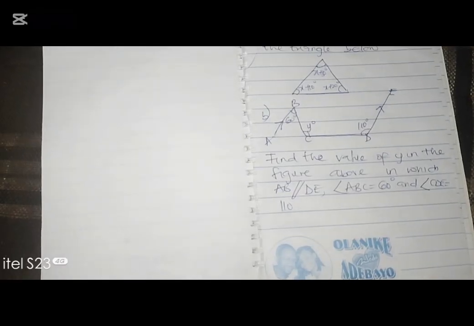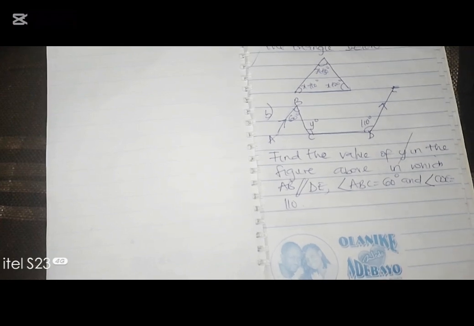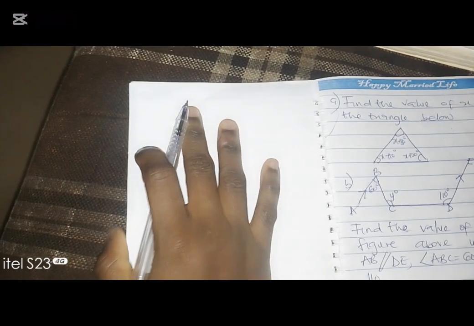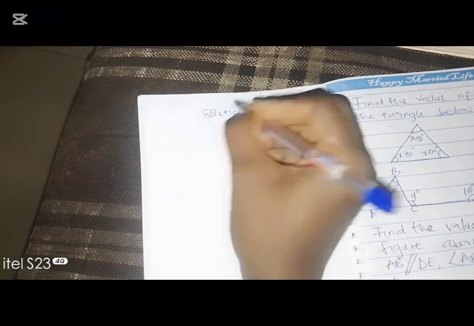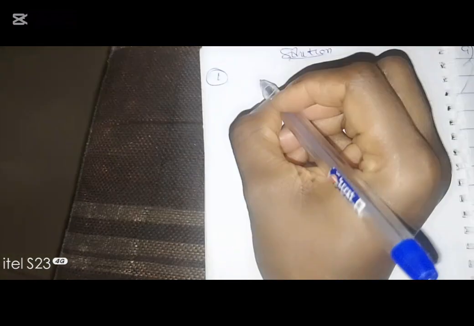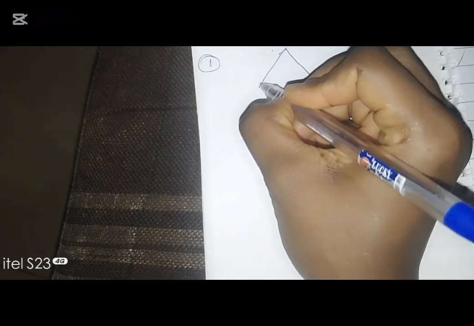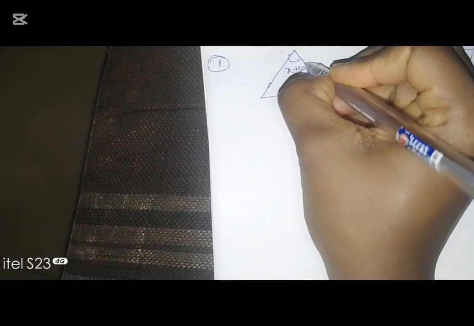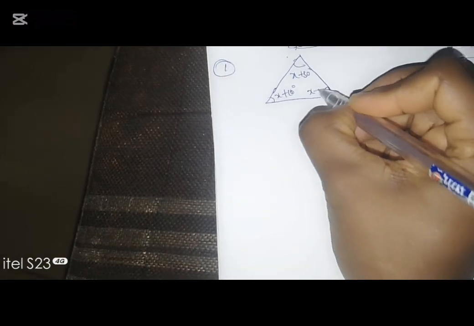So this is the question I want to solve now. This one and this one. You get it now? So now let's do this one. x plus 30, x plus 10, x plus 20.